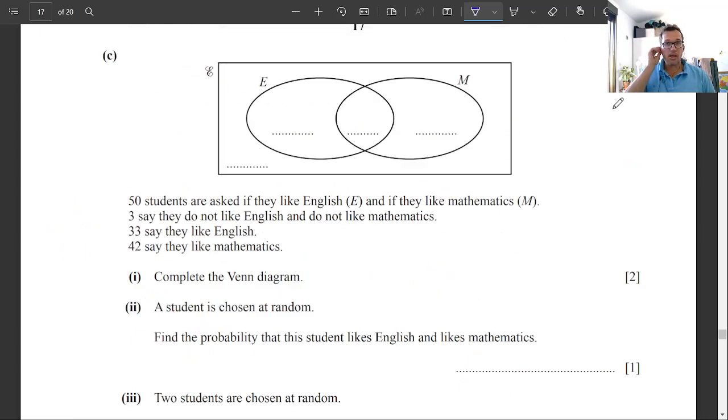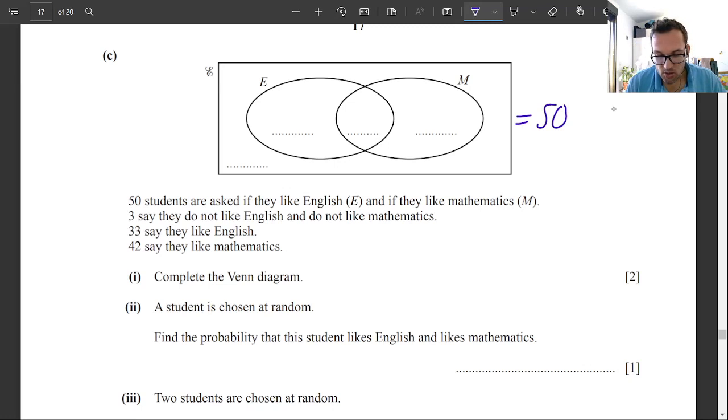Question 8c, and you thought you were finished with Venn diagrams. They gave it back to you. Right. 50 students are asked if they like English and if they like maths. Okay, that means our universal set, everything in that box needs to add up to 50, because that's how many students were asked.